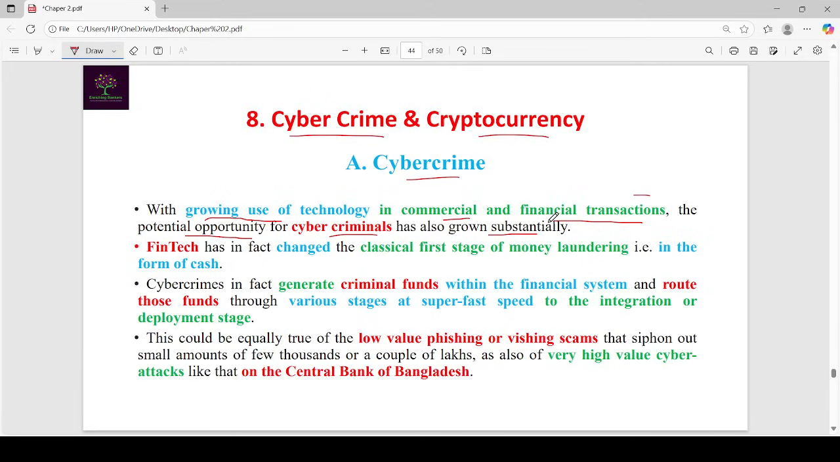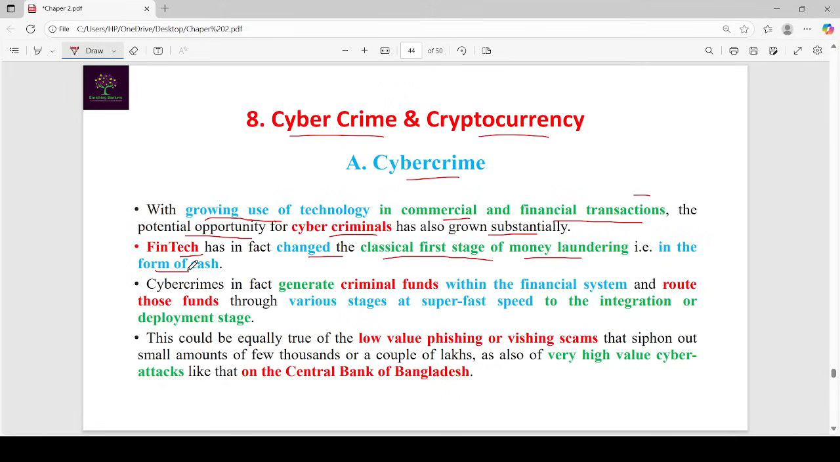With growing use of technology, cyber criminals have also grown substantially. Financial technology has changed the classical first stage of the money laundering cycle, which was in the form of cash. We have already discussed that the money laundering cycle has three stages. The first stage is the physical placement of illegal funds. Placement is the first stage.